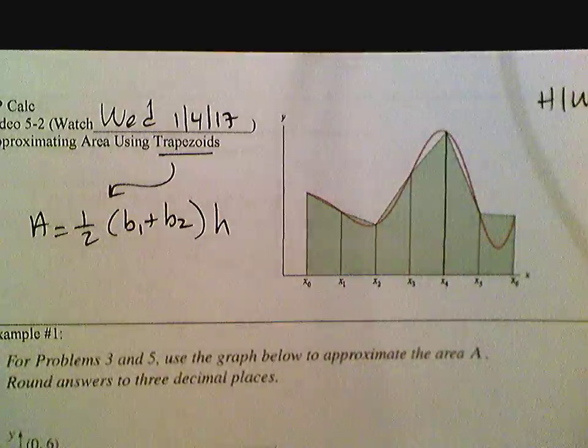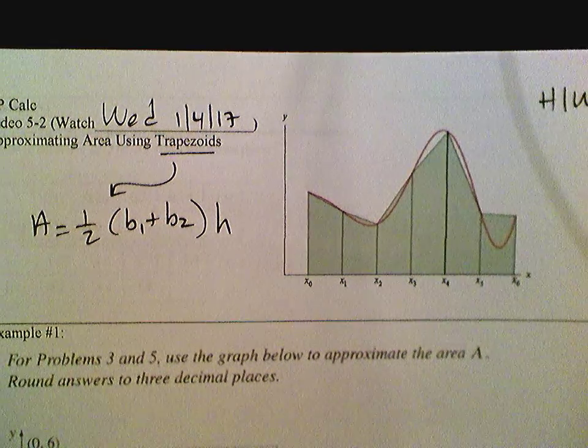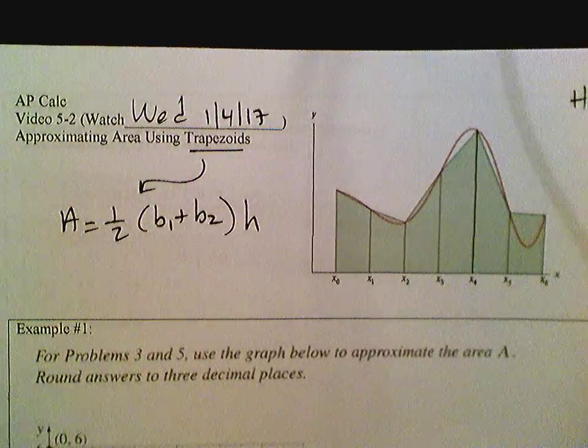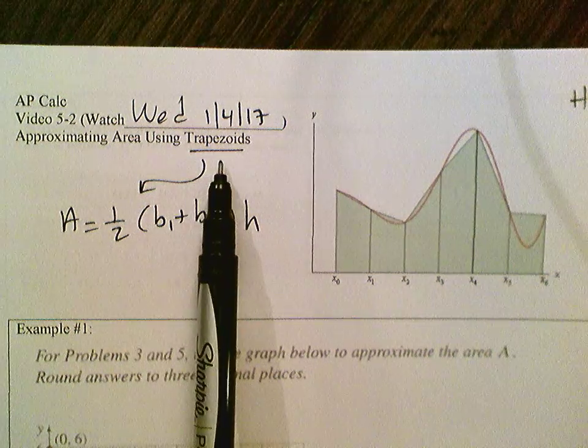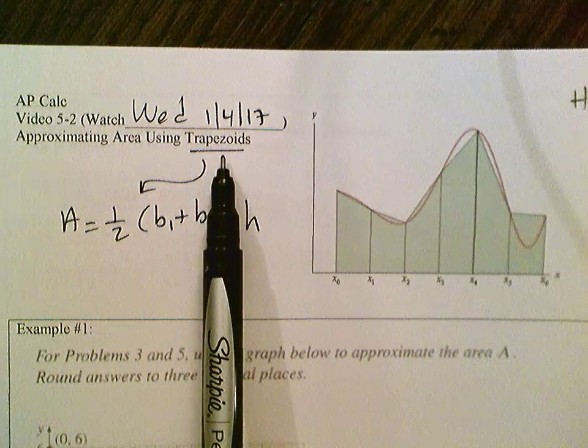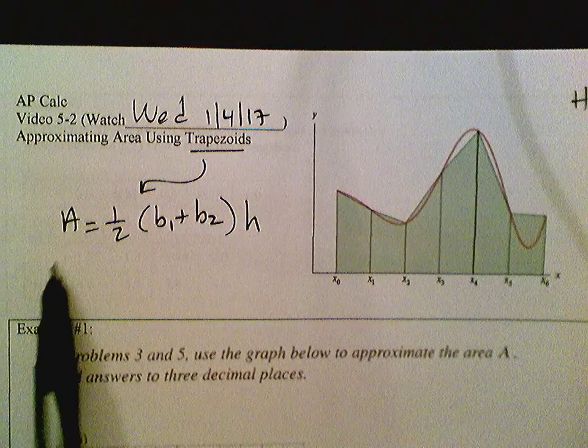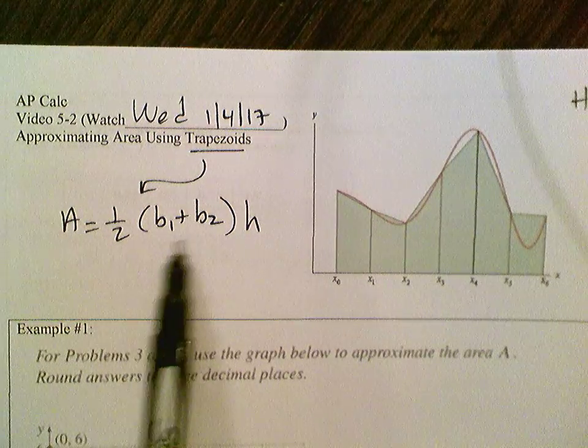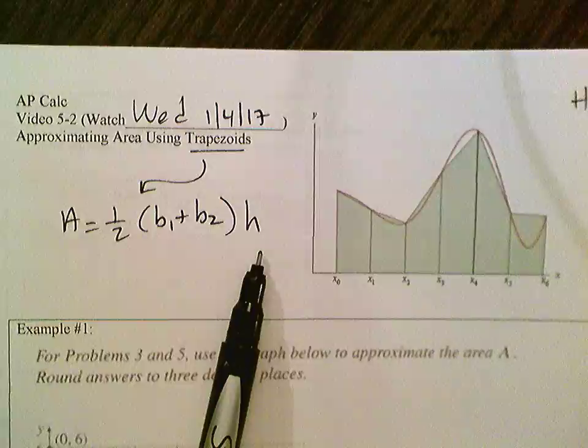Today we're going to estimate the area under a curve using trapezoids. This will give us a better approximation than the rectangles. And so to do what we're doing today, we need to know the formula for the area of a trapezoid. So the area of a trapezoid is 1/2 base 1 plus base 2 times h.